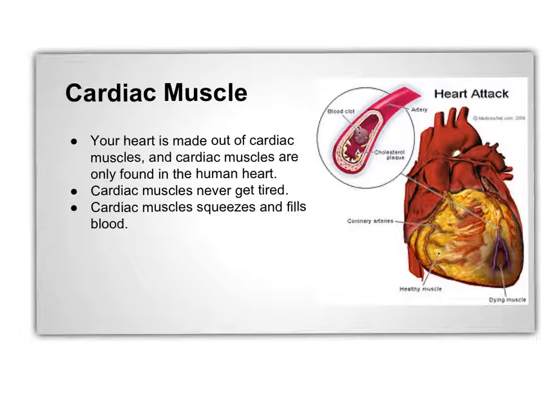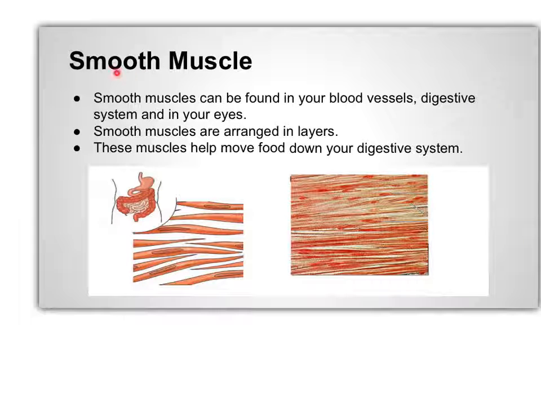Cardiac muscles are involuntary muscles, and they work all the time to keep your heart working. Cardiac muscles contract to squeeze blood out of the heart and relax to fill the heart back up with blood. Smooth muscles can be found in your blood vessels, digestive system, and in your eyes.